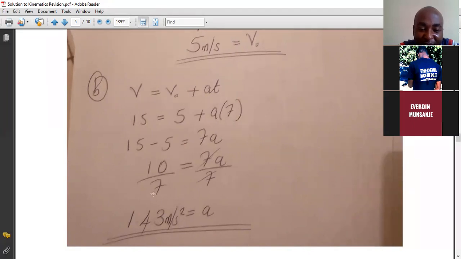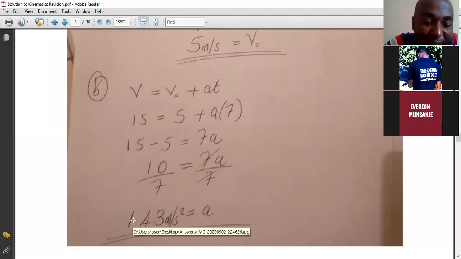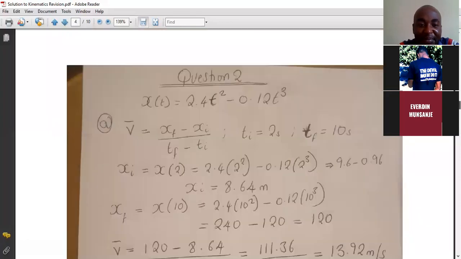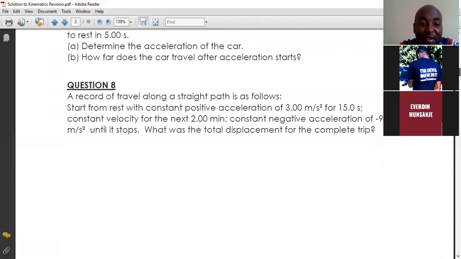Then you divide 7 throughout. So you're going to have 1.43 meters per second squared. That's how you go about it. It's very straightforward.